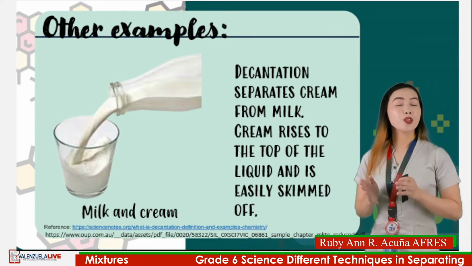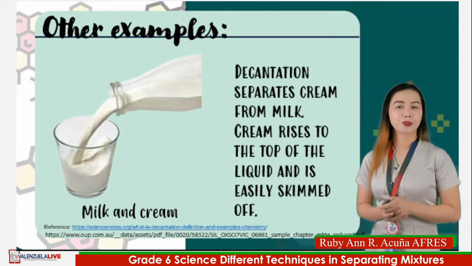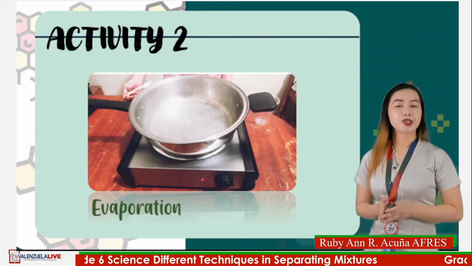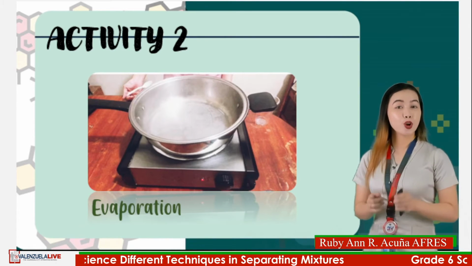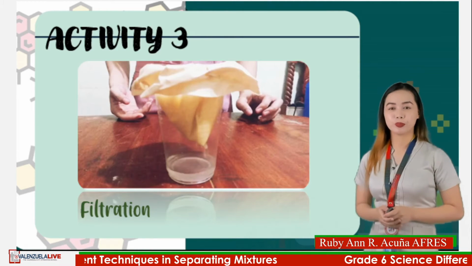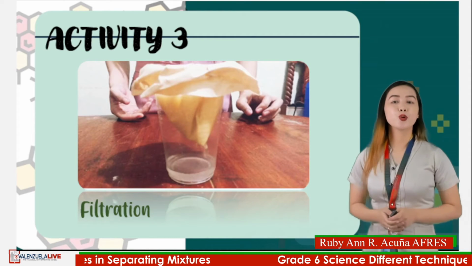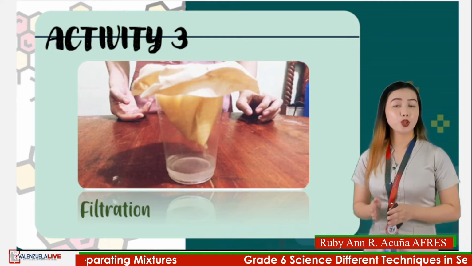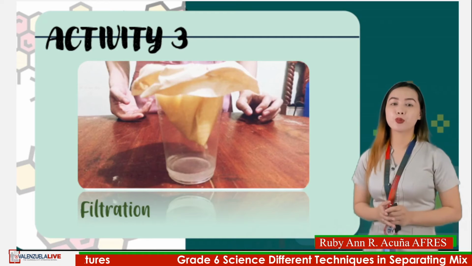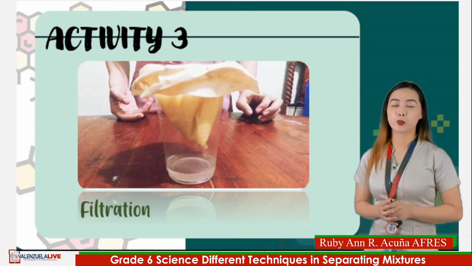There are also other methods of separating mixtures shown in our activity a while ago. In our activity number 2, evaporation is the process that happens when a soluble solid is heated and it can be separated from the solution. And in our activity number 3, filtration is used in separating an insoluble solid from the liquid substance by allowing the liquid to pass through a permeable material that acts as a filtering medium.